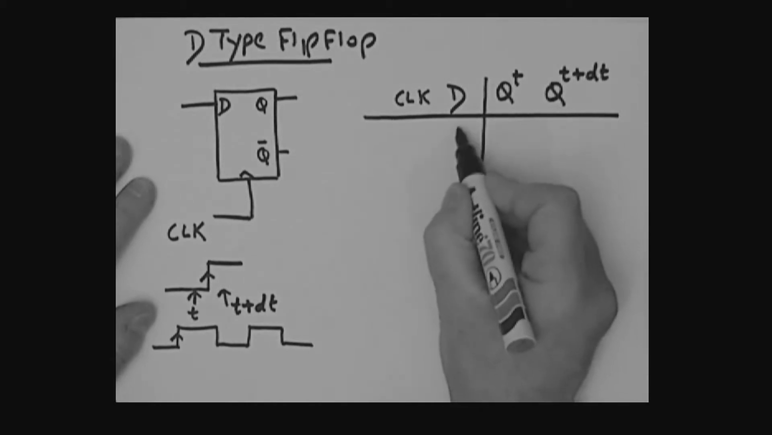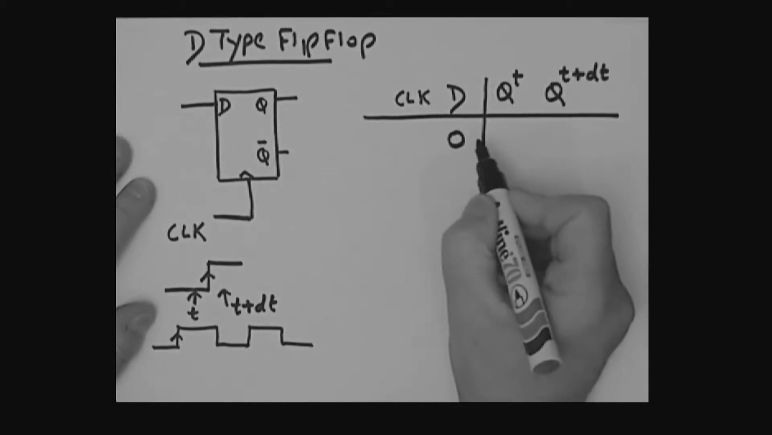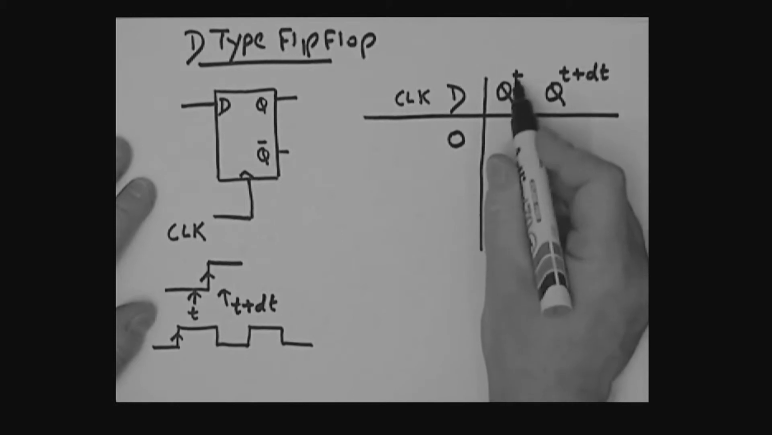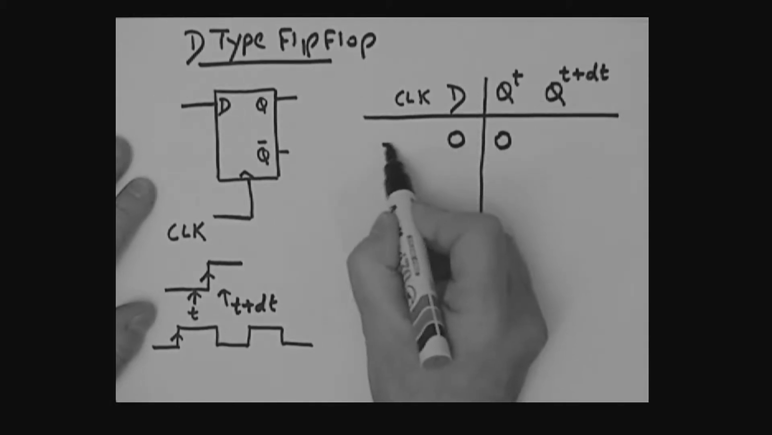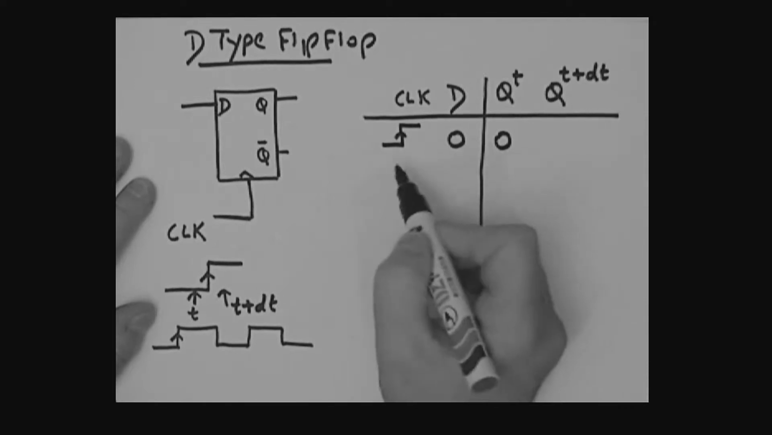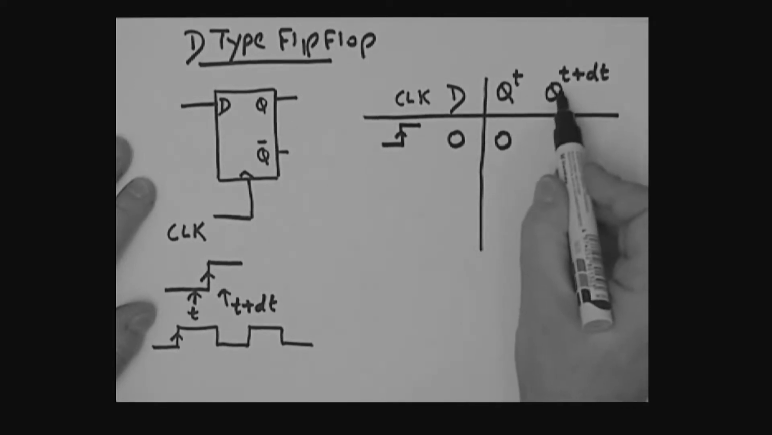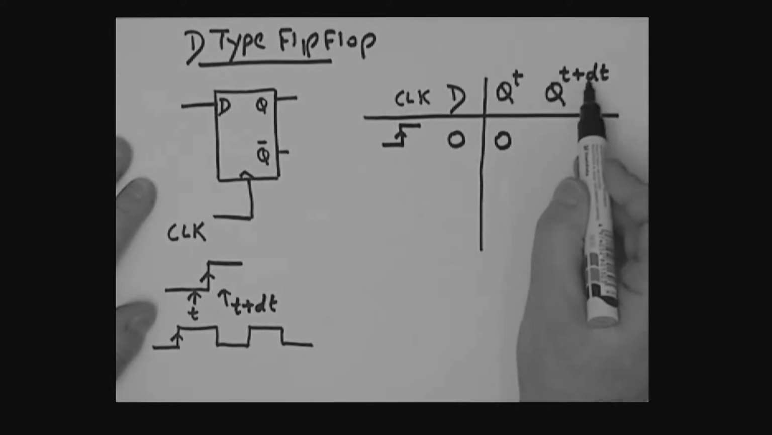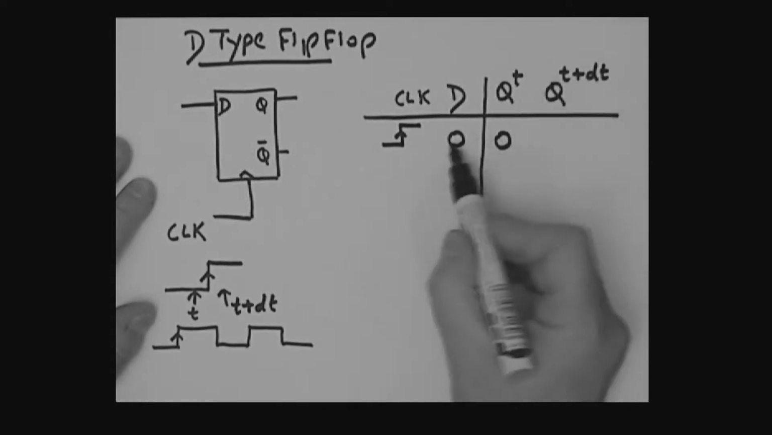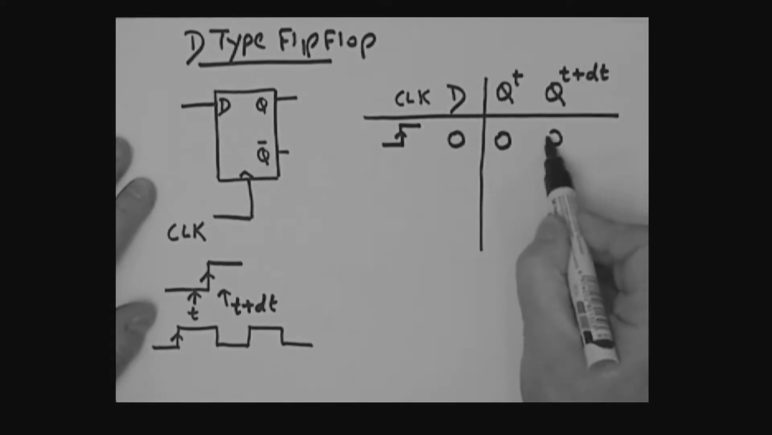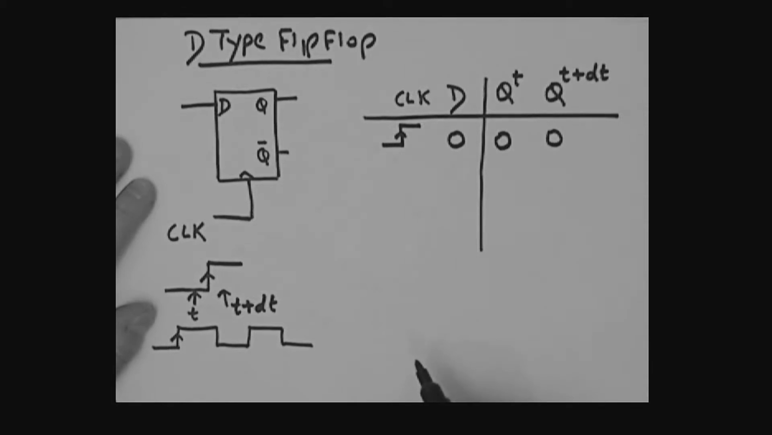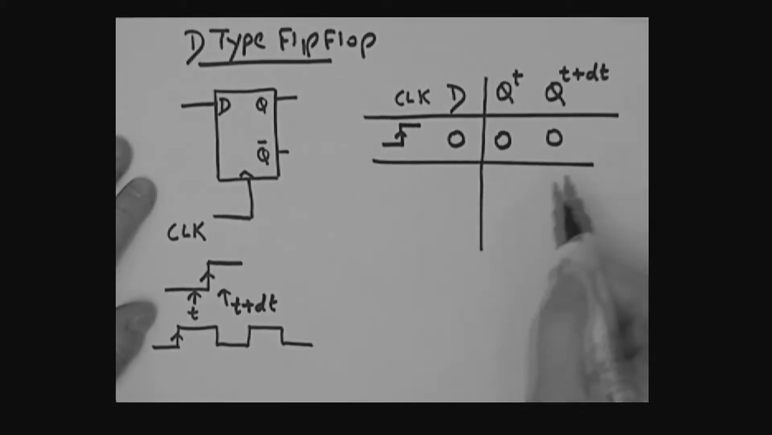Let's suppose, for example, that D is a 0, and we'll say that Q before the clock edge were a 0. Now here comes that leading edge of the clock. There it is. The output Q after you get the leading edge of the clock, that's Q at T plus delta T. Q won't change, because D was a 0, so Q after the edge is also a 0. We didn't see any change there. That's the first case.